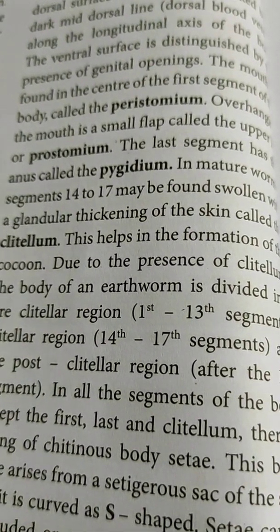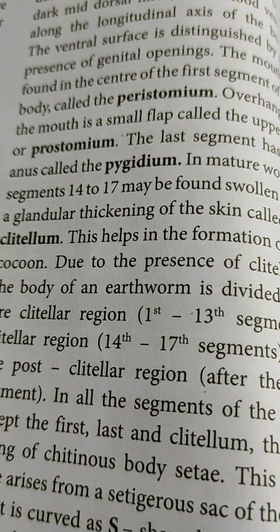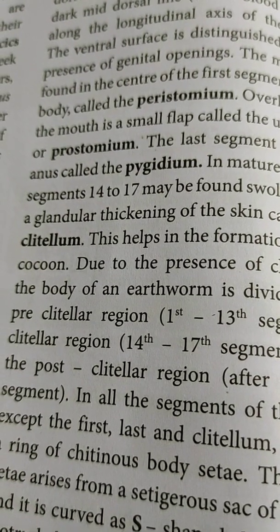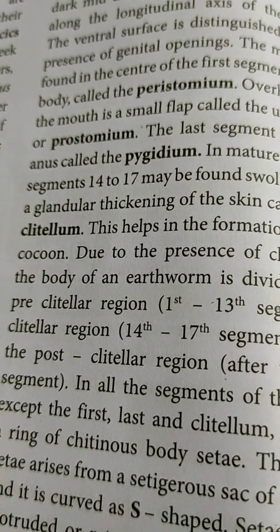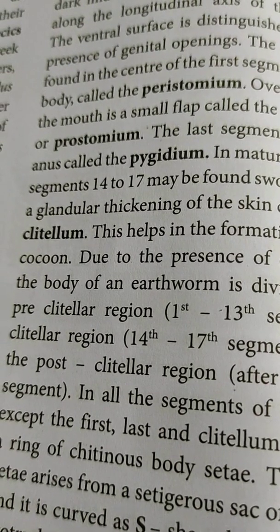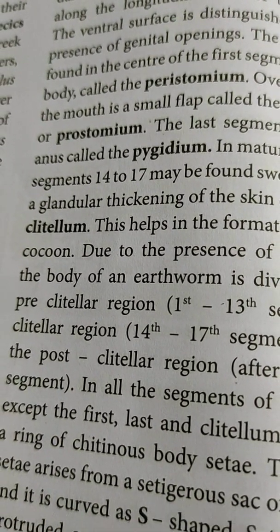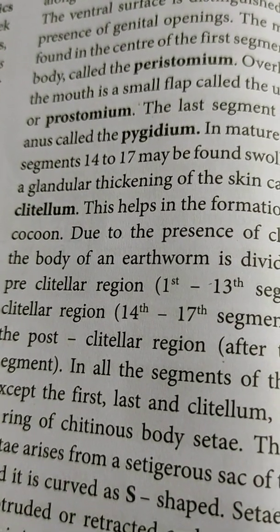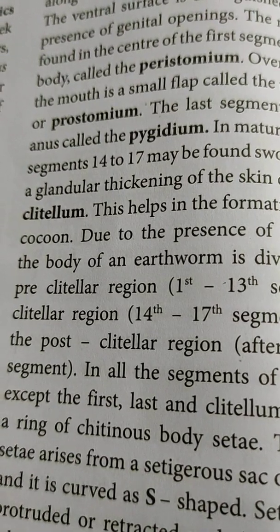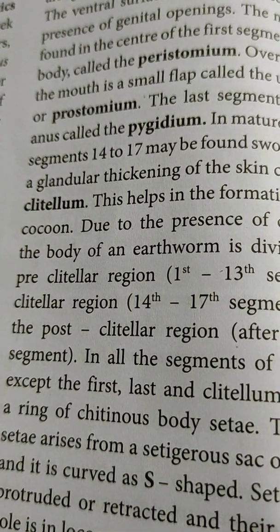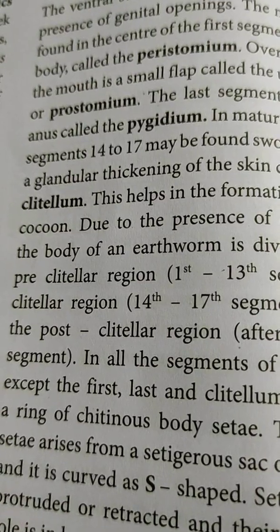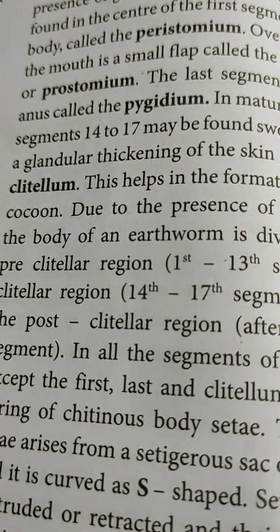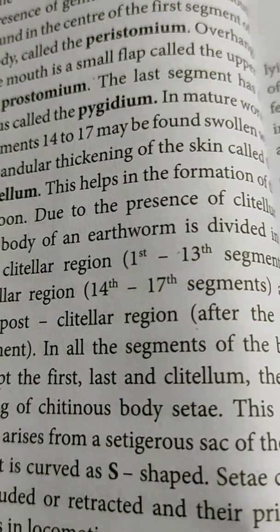Due to the presence of the clitellum, the body of the earthworm is divided into 3 regions. What are the 3 regions? From the mouth till the clitellum it is called the preclitellar region. The clitellum is present in the 14th to 17th segments, so from the 1st to the 13th segment is the preclitellar region. Then the clitellar region is the 14th to 17th segment, and after the clitellum, from segment number 18 till the end, is called the postclitellar region.